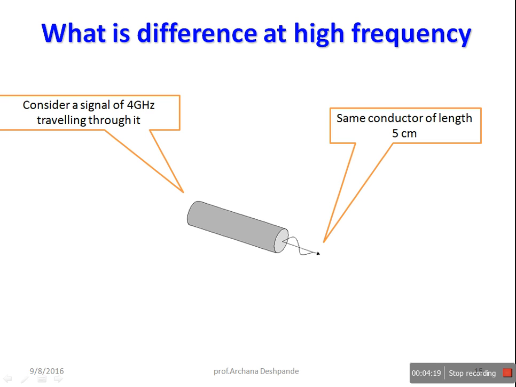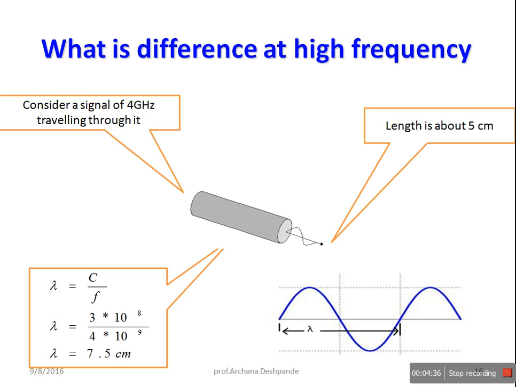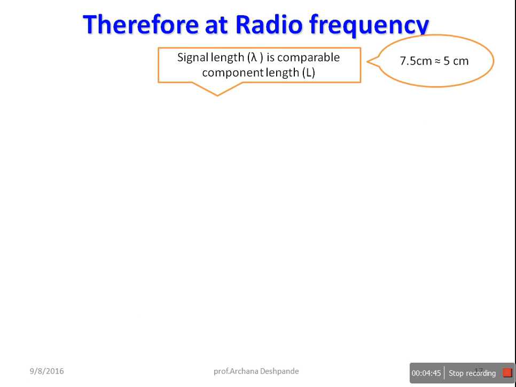Now let us see a different scenario. What is different is that now a source of 4 gigahertz, that is an RF frequency source, is connected to the conductor. So now this conductor is carrying a signal having a frequency of 4 gigahertz, and it has the same length. Now if I calculate the lambda value, I get lambda as 7.5 centimeter, which is comparable to the component length. So 7.5 centimeter is comparable to 5 centimeter.